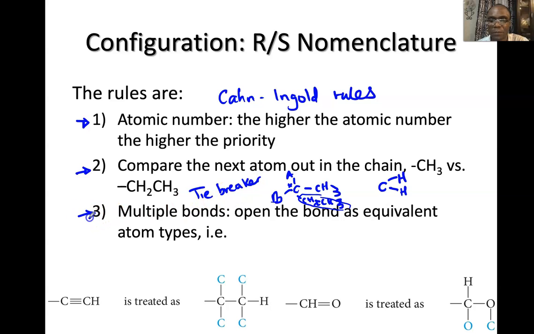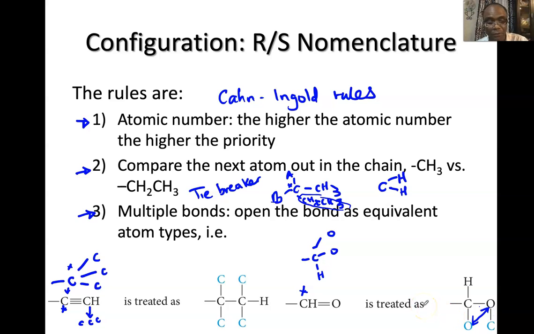If there are multiple bonds, pretend that the element, for example this carbon right here, is bonded to 3 other elements. So this carbon is treated as if it's bonded to 3 other carbons. This one too will be treated as if it's bonded to 3 other carbons. If it's this one, it's going to be treated as if it's bonded to 2 oxygens because it's doubly bonded to an oxygen. See how it's treated as if it's bonded to 2 oxygens.